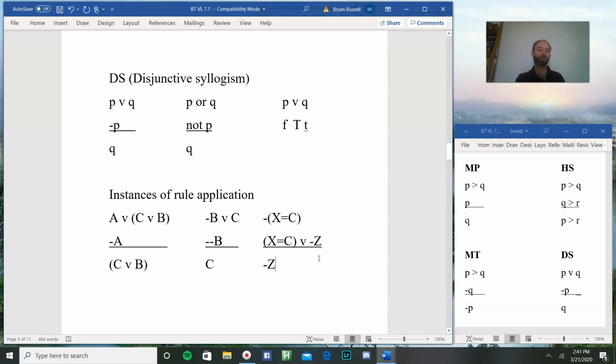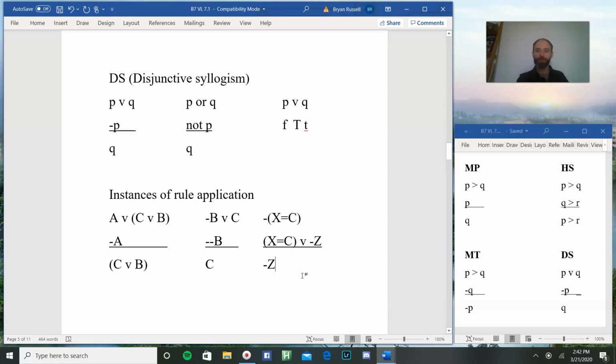One more application. This is one that demonstrates that the order of the lines doesn't matter. Down here, we have a wedge as the main operator. Everything that comes before the wedge will be our P. On another line, we need a negation of that. Here it is up here, tilde x triple bar C. And then we can get everything that comes after the wedge. What comes after the wedge is tilde Z.